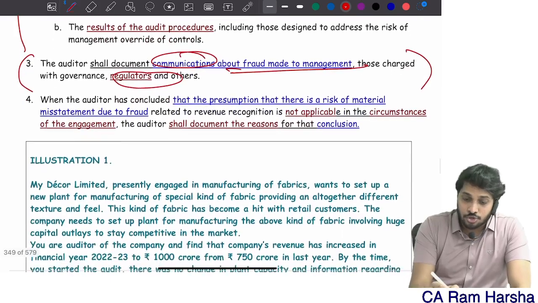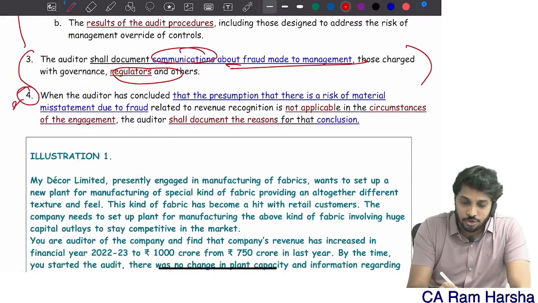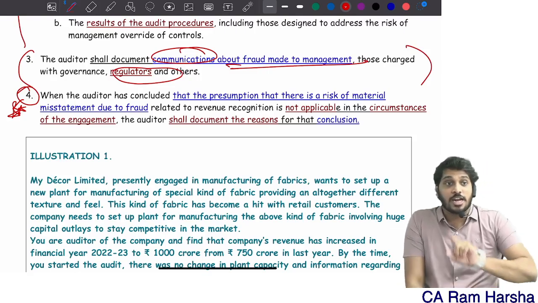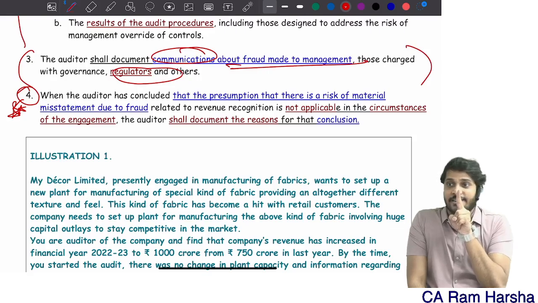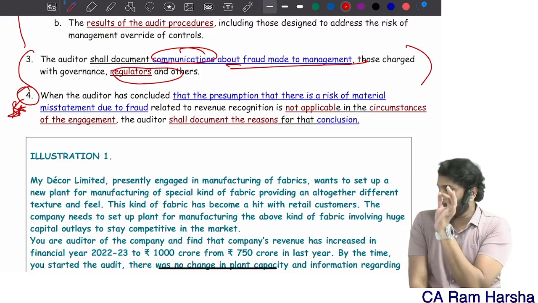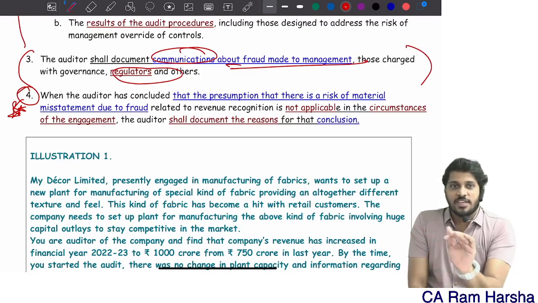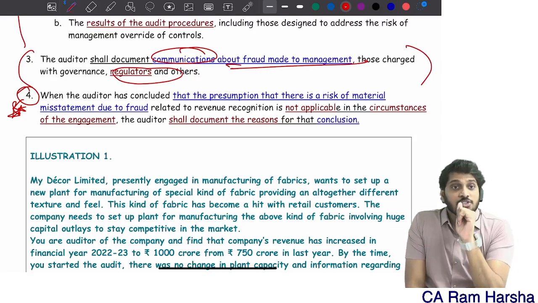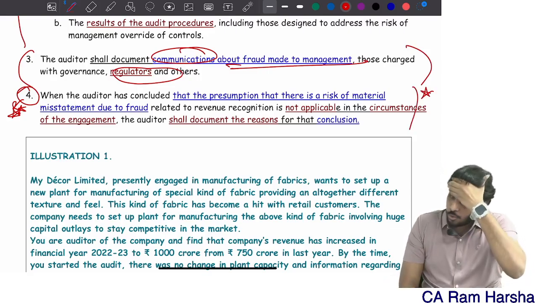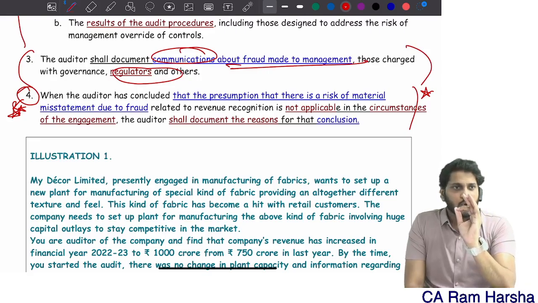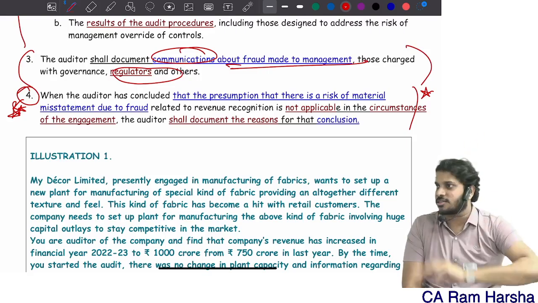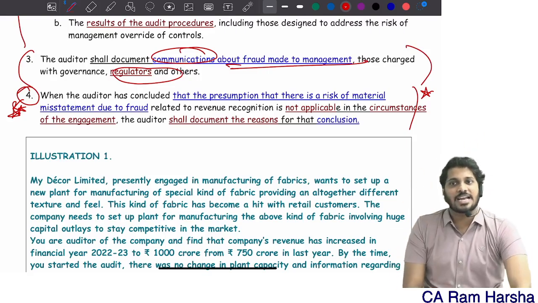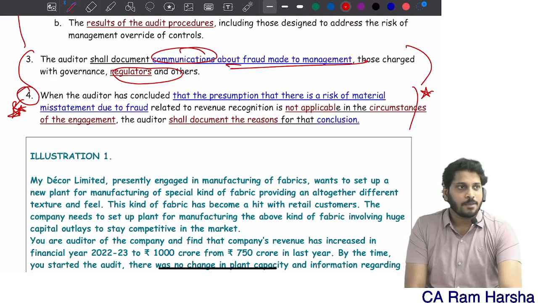Document. And the most important documentation in this is the 4th point. Whenever you concluded that there is no fraud risk factor in revenue recognition, on what basis you concluded, you should specifically document. This is the standard requirement. How did you conclude that there is no fraud risk factor in revenue recognition? Document it. Yeah, that's it. Standard is over. SA 240. Understood?